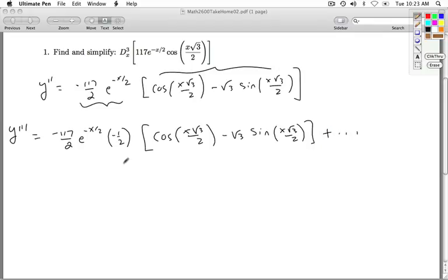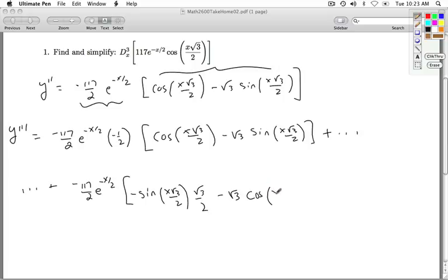Plus, we leave the first one as is. Whoops, I don't know what happened there. Plus negative 1187 over 2 e to the minus x over 2 times the derivative of the second factor. So the derivative of cosine of something is minus sine of that thing times the derivative of the inside, minus radical 3. The derivative of sine of something is cosine of that thing times the derivative of the inside.